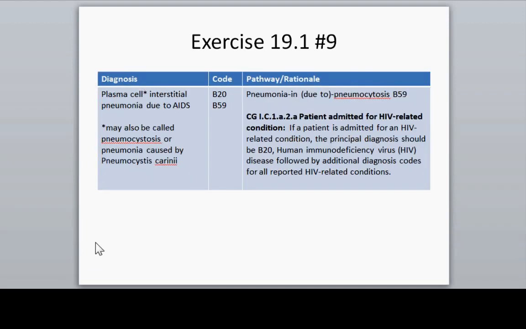Exercise 19.1 number 9. This relates to an AIDS coding guideline, which takes us back to Chapter 1, but this is the guideline. If a patient is admitted for an HIV-related condition, the principal is going to be B20. So the guideline tells you what the principal is going to be. That will be your first listed code. And then B59 is the plasma cell pneumonia. I would also make a note in your code book or in your notes somewhere that plasma cell can also be called pneumocystosis or the pneumonia caused by pneumocystis carinii.